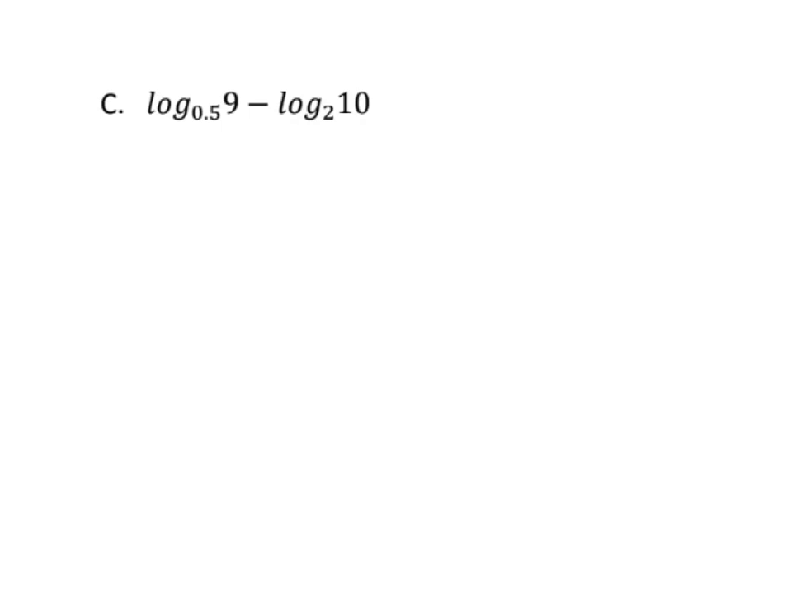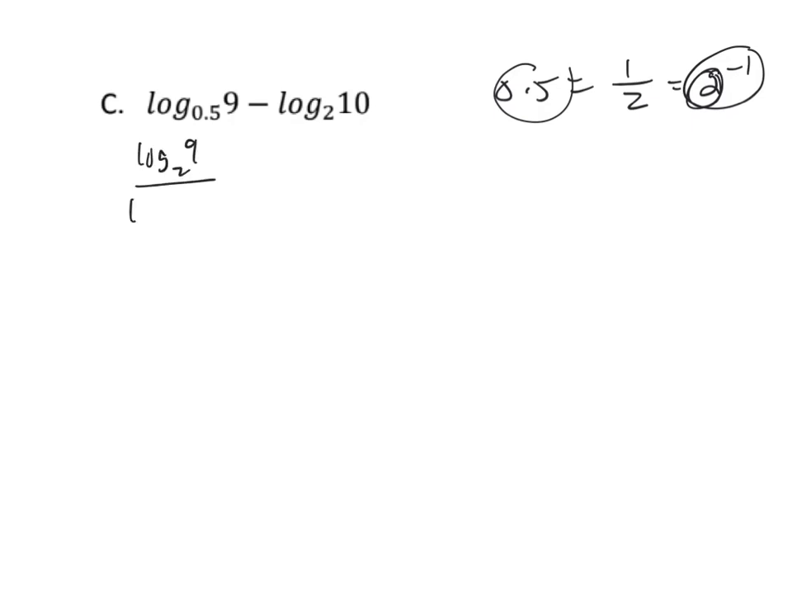Well, 0.5 can be rewritten as 1 over 2, and 1 over 2 can be written as 2 to the negative 1. So in other words, 0.5 is related to 2 directly, base 2. So I'm going to change everything to a base of 2. So over here, I get log base 2 of 9, log base 1 over 2, minus log base 2 of 10, and pretty much everything's the same as before.